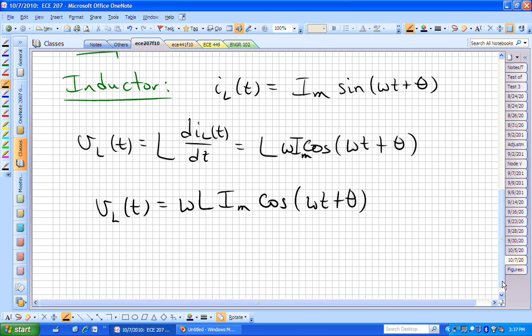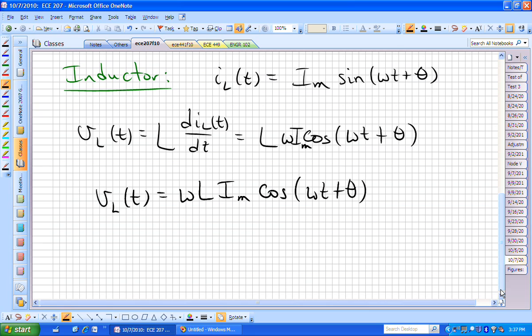Let's now write those two quantities that are in the time domain, the I sub L of t and the V sub L of t, as phasors. If we do that, the phasor form of I sub L, which, because it's a phasor, has that bar across it, that's going to be some magnitude, I sub m, and its angle.